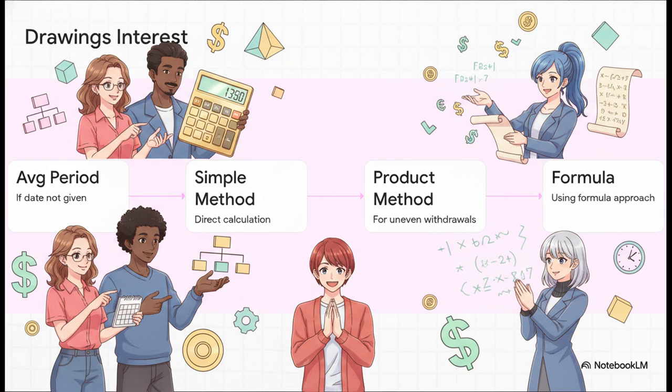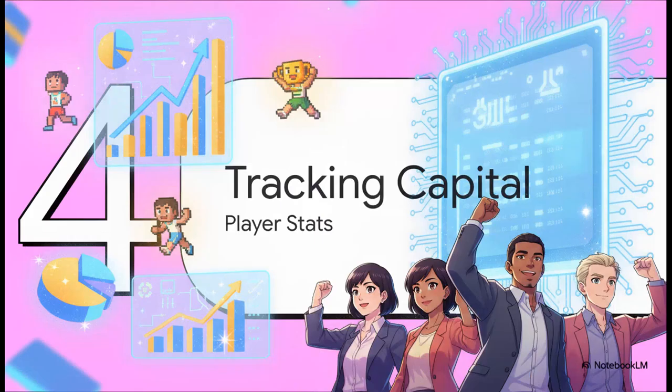Number 2 is the simple method. Number 3, the product method, which is fantastic for scattered, uneven withdrawals. And finally, number 4, the formula approach. If you master these 4 specific methods, you will literally never be caught off guard by a complex exam scenario. Let's jump into Section 4, tracking partner capital player stats.